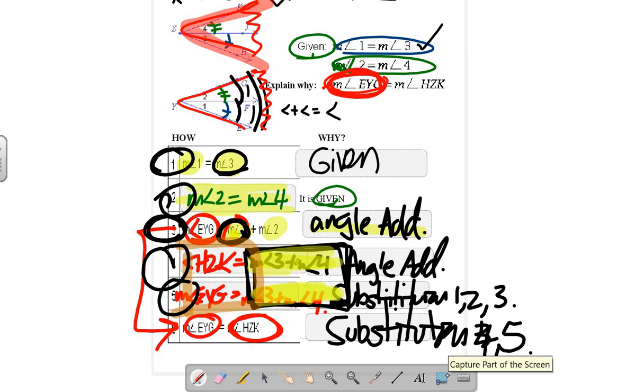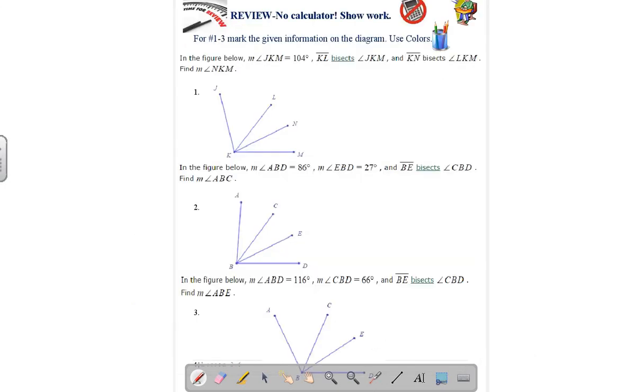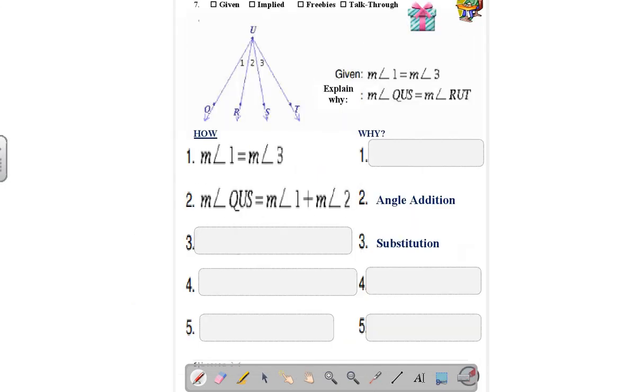All right. Because you just did this, I'd like everyone to bounce over immediately to this page. And I want you to follow the same gift process now that it's fresh in your brain. Do this one all by your lonesome. Then go check your work. If your answer is different than mine, call me over because there's actually more than one way to do this. And I just didn't have the time to write every variation. Given, implied, freebies, talk through. Everyone work on this page.